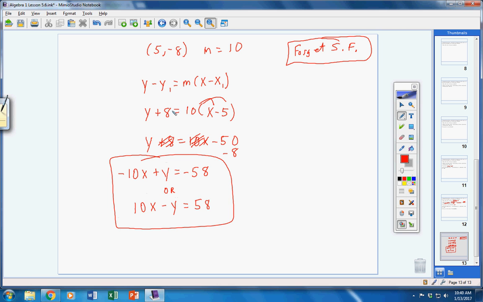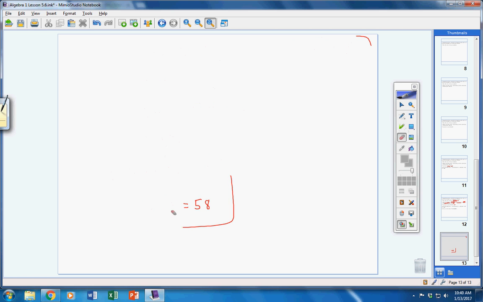Okay? So you start off writing your linear equation like you've been taught, and then convert it over to standard form. Let's try one more and we're finished. Alright, one more.